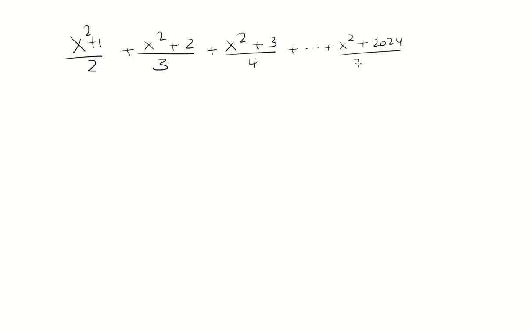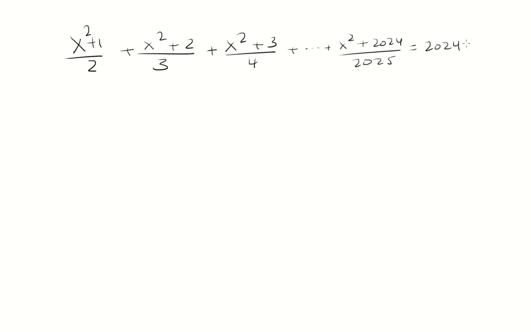We want to solve the equation (x squared plus 1) over 2 plus (x squared plus 2) over 3 plus (x squared plus 3) over 4, all the way up to (x squared plus 2024) over 2025, equals 2024.